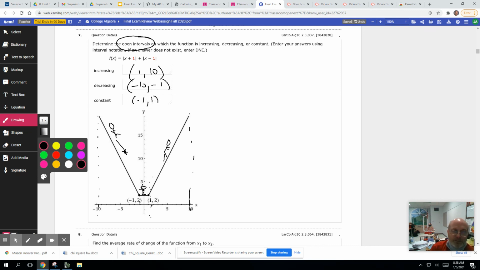And that's how we do increasing and decreasing intervals when we're looking at a graph. Always, always, always, increasing and decreasing intervals are always x values only.